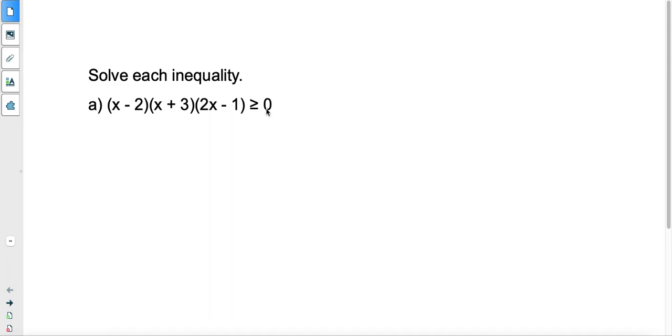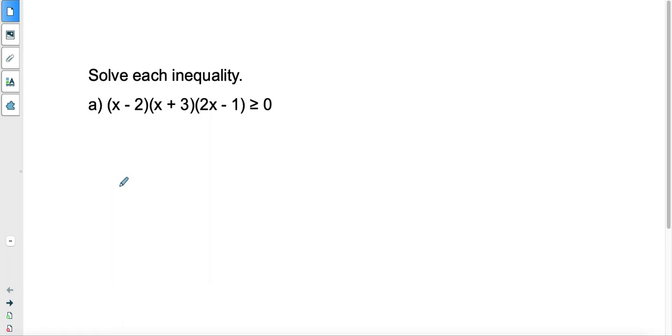To solve this inequality, we want to find what x values I can plug into the polynomial on the left so that the polynomial is greater than or equal to 0. There's a couple of different ways we can do this. One way is by graphing this polynomial out. So let's try to graph this polynomial.